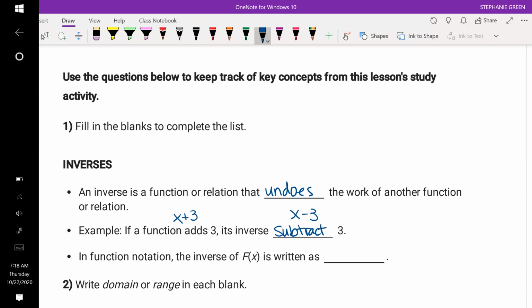In function notation, the inverse of this f of x would be written like this: f, the little -1 exponent, of x. When we read this, we say it's the inverse of function f, the inverse function. The -1 here isn't actually an exponent. The -1 exponent is used a lot to denote an inverse. So this just means that we're looking at an inverse of this function f.